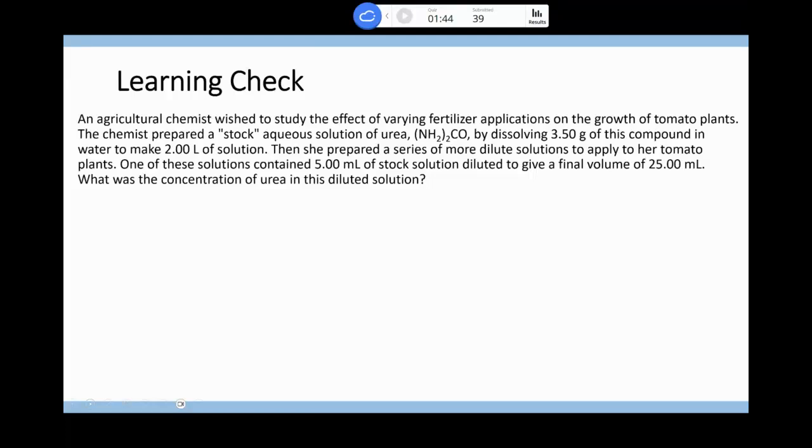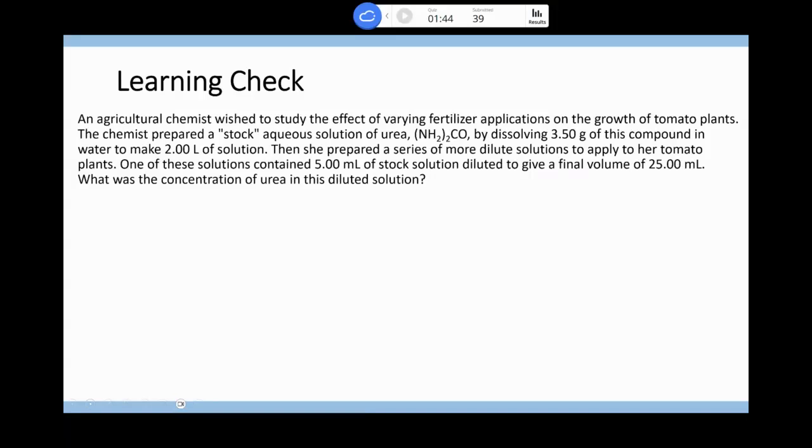So an agricultural chemist wished to study the effect of varying fertilizer applications on the growth of tomato plants. So a little bit of background. The chemist prepared a stock aqueous solution of urea. The formula of urea is provided there, (NH2)2CO, by dissolving 3.5 grams of this compound in enough water to make a 2-liter solution. So they make this stock solution, and then they dilute that stock solution to get varying concentrations.